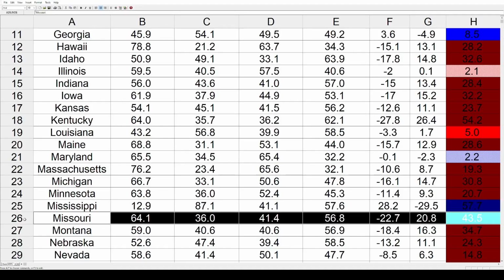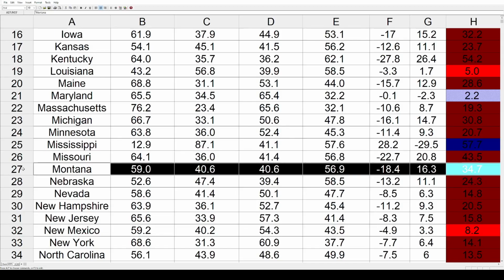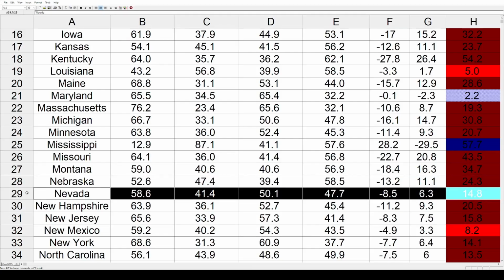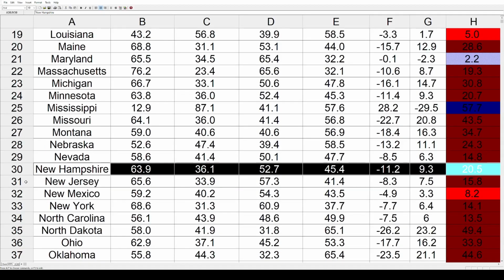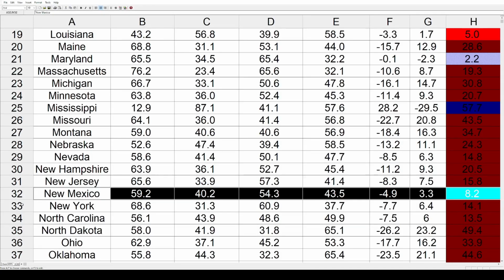It's a red state today, but comparing it with the circumstances back in '64, it ended up shifting a mammoth 57.7 toward the Democrats. Missouri went almost in the complete opposite direction, 43.5 toward the Republicans. Montana got redder by 34.7, so did Nebraska by 24.3. Nevada also got redder by 14.8, New Hampshire by 20.5, and New Jersey by 15.8. New Mexico also got redder, but not by double digits, only 8.2.